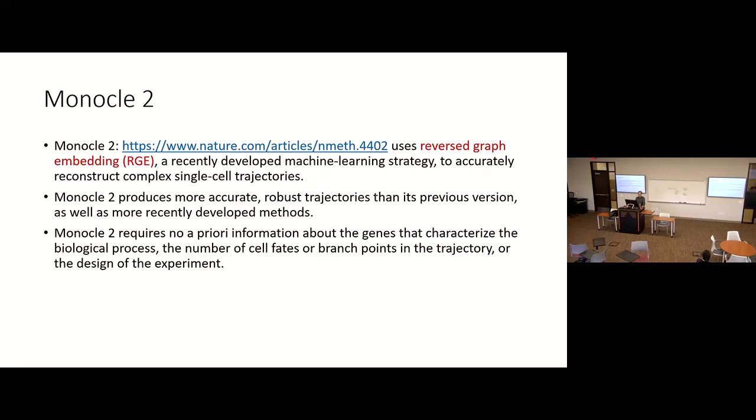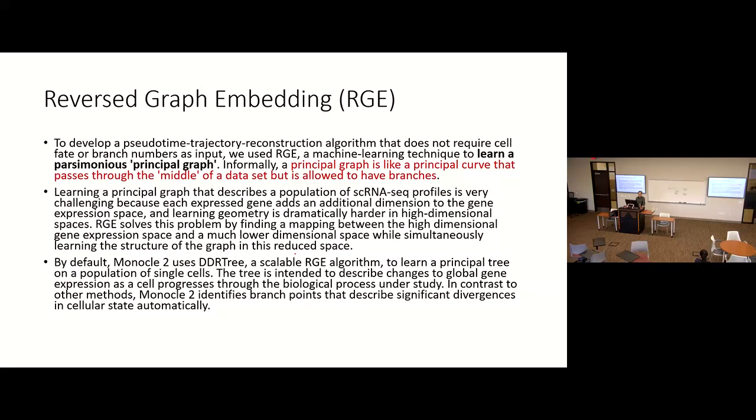In Monocle 2, they changed the embedding algorithm to reversed graph embedding. I don't know what it is. They claim version 2 will produce more accurate, robust results and require no prior knowledge. So there is some explanation of what reverse graph embedding is.